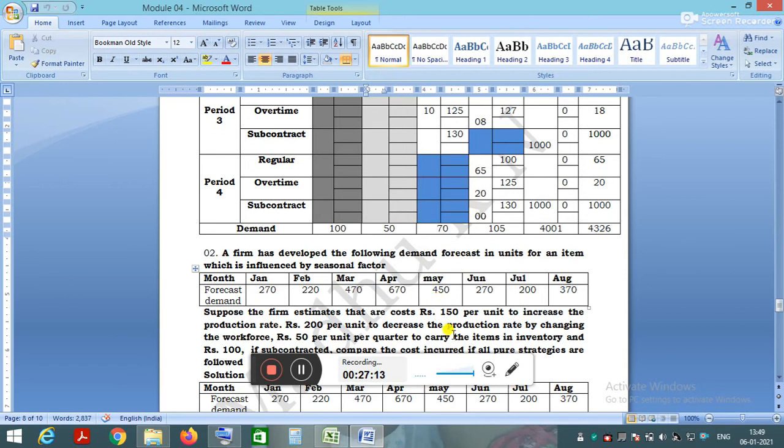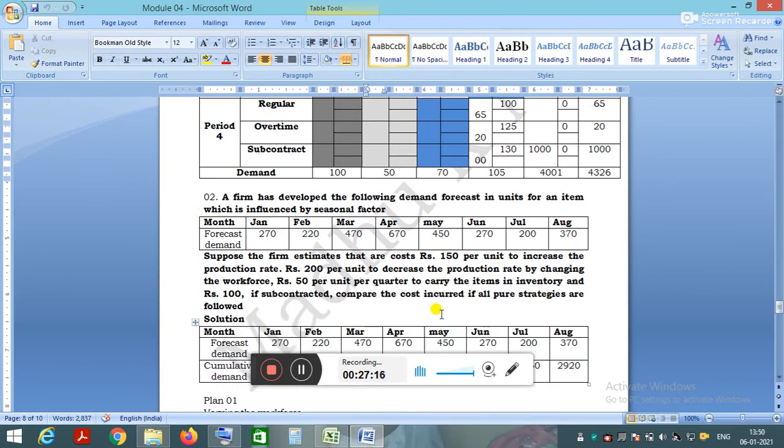Similarly, if they produce the products in some month when the demand is less, and store the products in the warehouse and utilize them in the next month, the inventory cost per quarter per product is 50 rupees. And if any number of products is subcontracted to meet the demand, it costs 100 rupees for every product manufactured.